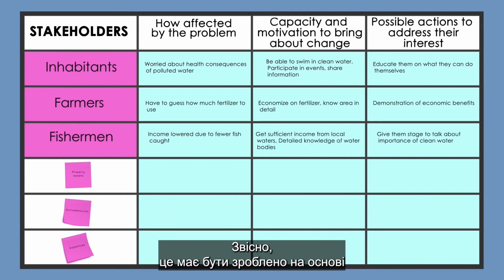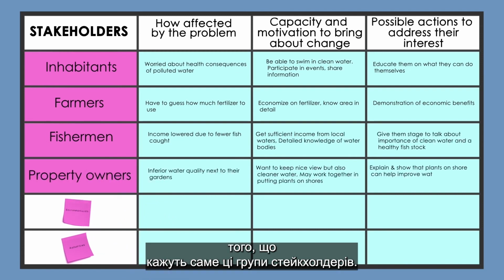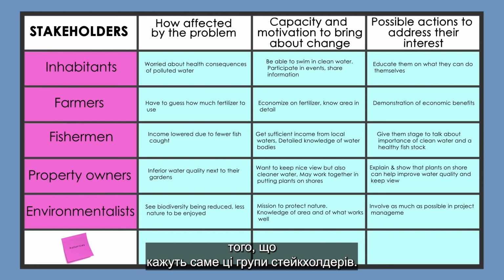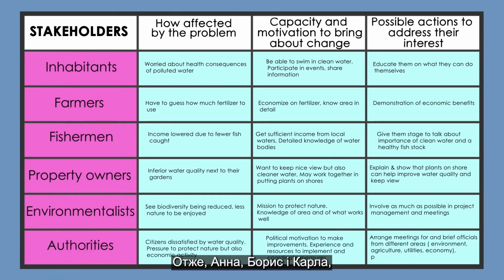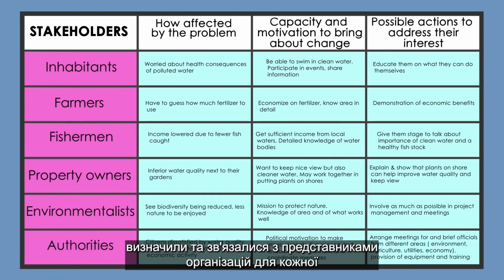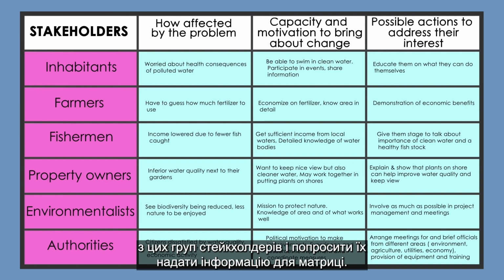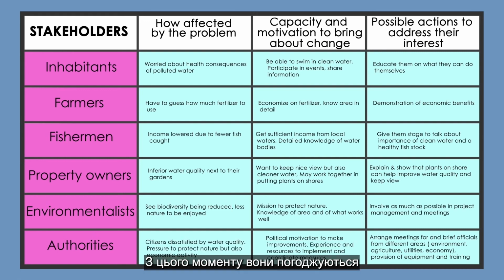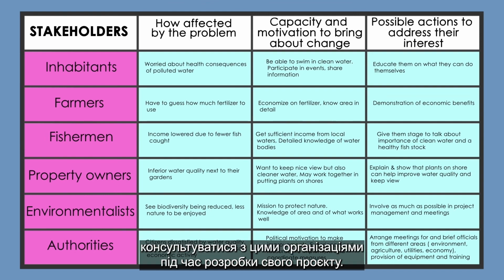Of course, this has to be done on the basis of what these stakeholder groups themselves say. Therefore, Anna, Boris and Carla identify and contact representative organizations for each of these stakeholder groups and ask them for input into the stakeholder matrix. From this point onwards, they agree to consult with these organizations while designing their project.